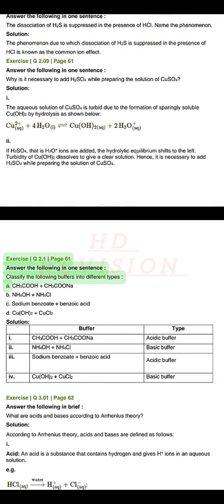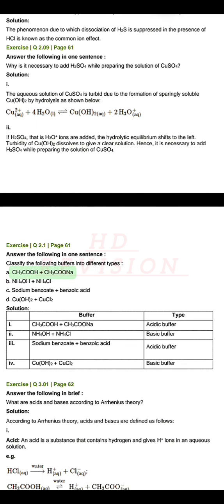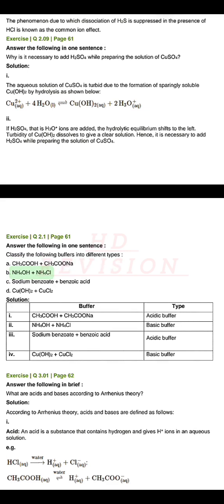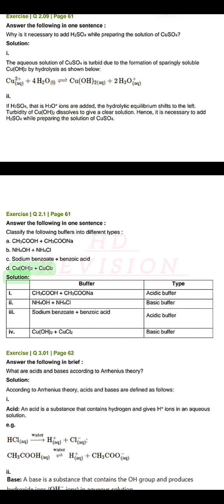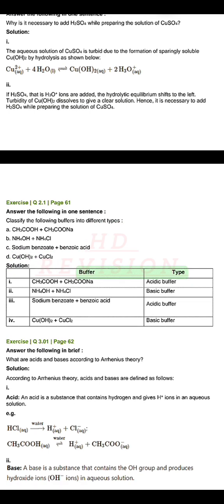Exercise Q2.10, page 61. Answer the following in one sentence. Classify the following buffers into different types. A. CH3COOH plus CH3COONa. B. NH4OH plus NH4Cl. C. Sodium benzoate plus benzoic acid. D. NH4OH plus CuCl2 solution. Buffer type.